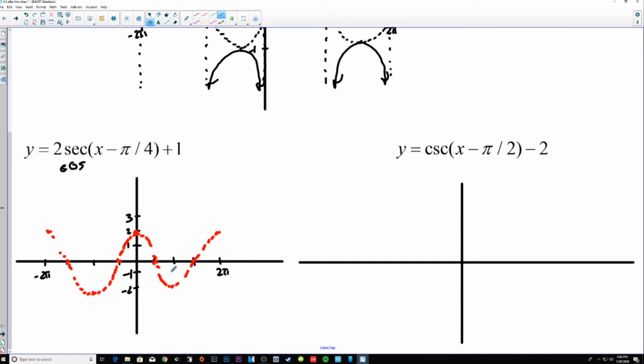Now we're going to take that and we're going to go right pi over 4. Now we have to decide how much is pi over 4. Well, this is pi, and this is pi over 2. So half a space to the right, and then 1 up. Half a space, 1 up. Half a space, 1 up would be here. Half a space and 1 up would be right there.